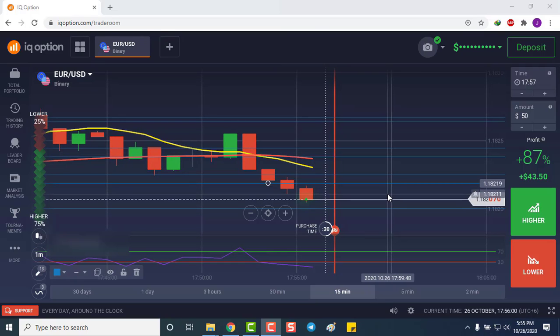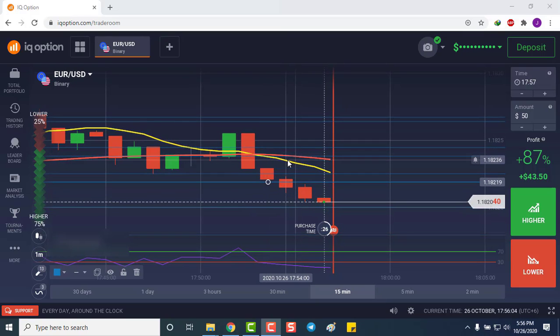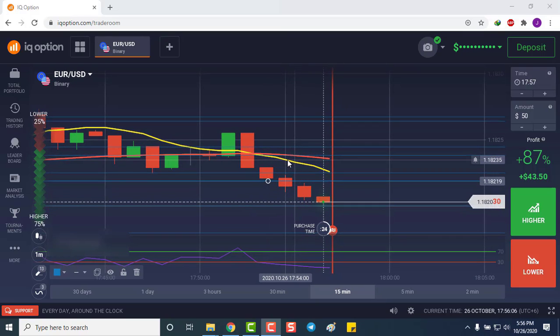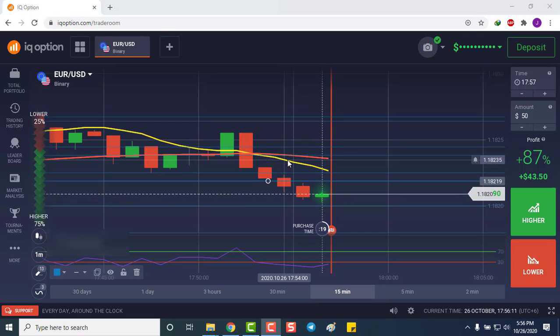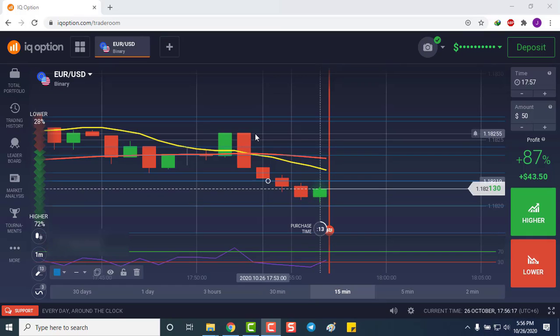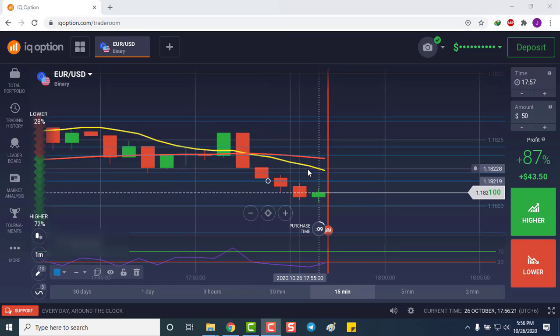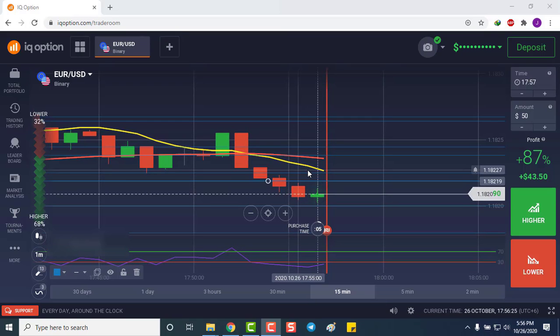We will only trade on the lower option because our yellow moving average line already crossed the red moving average line, and it is also indicating the market wants to go down, and from this level the market will continue as a downtrend. So we will only look for the lower option signal.